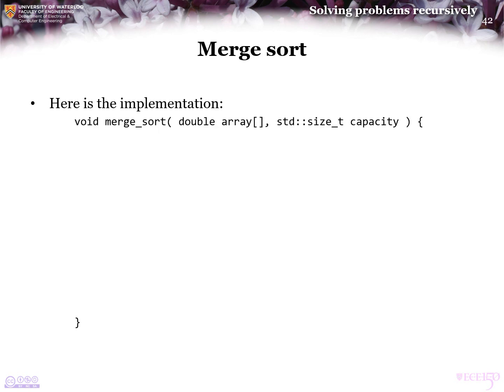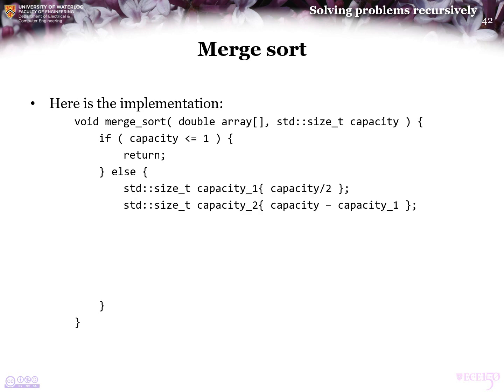So here is our function body. Here's the base case. If the capacity is less than or equal to 1, we just return. Otherwise, here's the alternative body. This is the recursive case. In the recursive case, we will start by dividing the array into two. Capacity 1 is the first half of the array. Capacity 2 is whatever is left over.